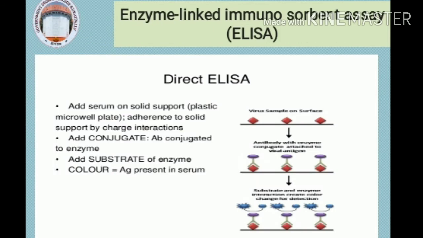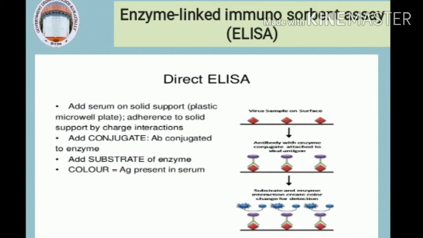Direct ELISA. In direct ELISA, antigen is coated on the well, antibody enzyme conjugate is added, then substrate is added, and the colorless substrate is converted to a colorful product. Color indicates a positive test.